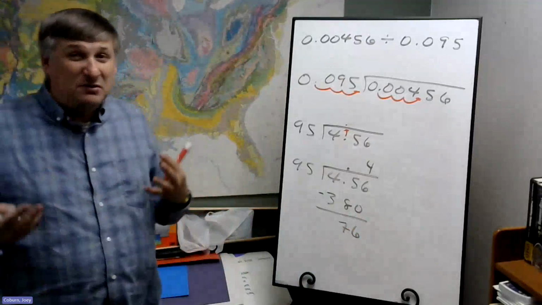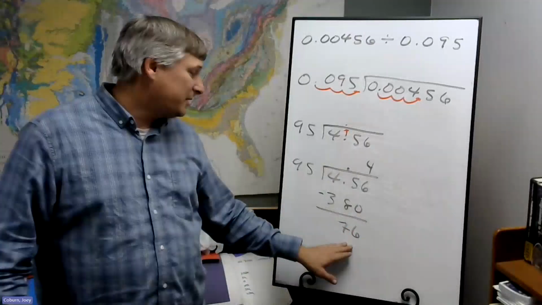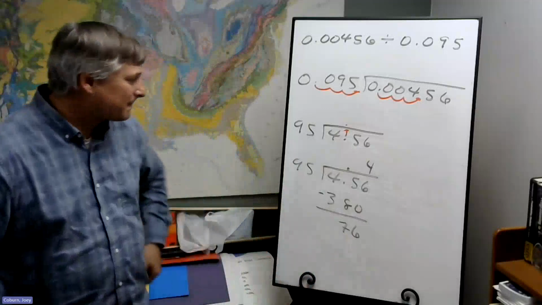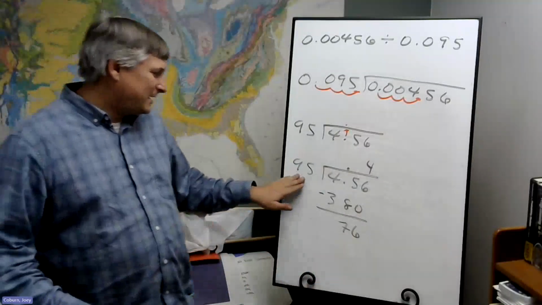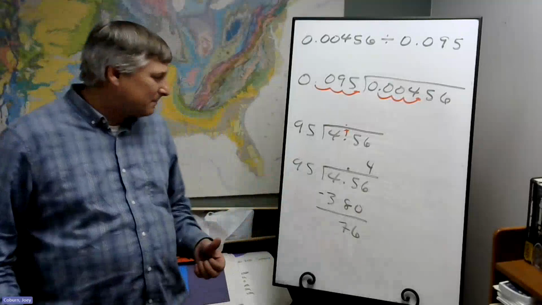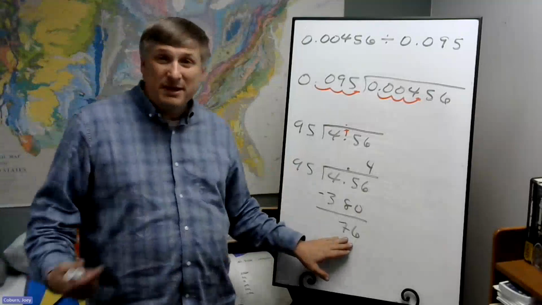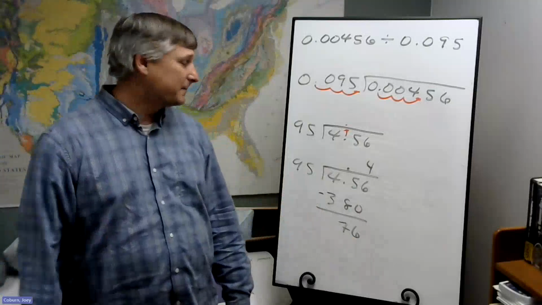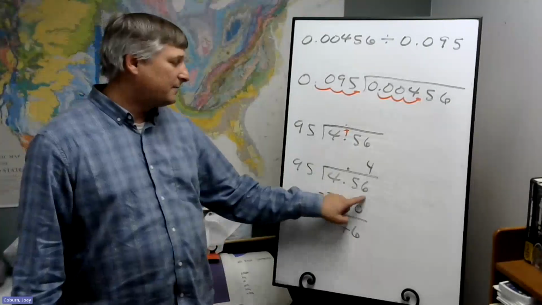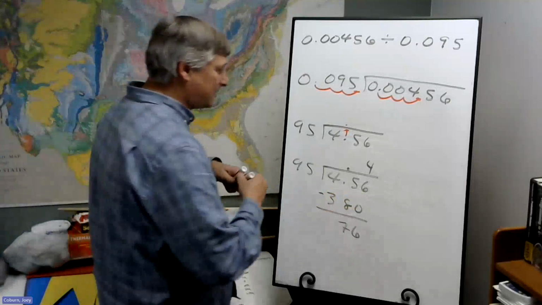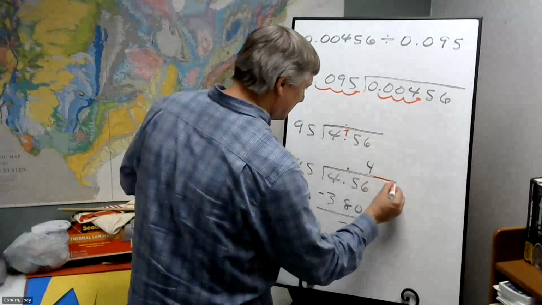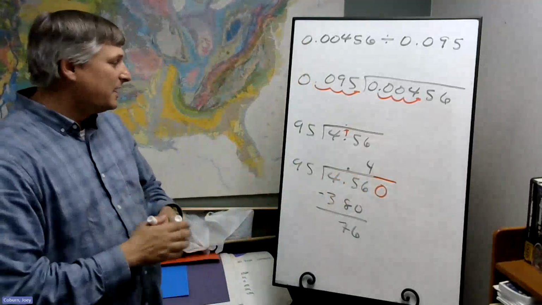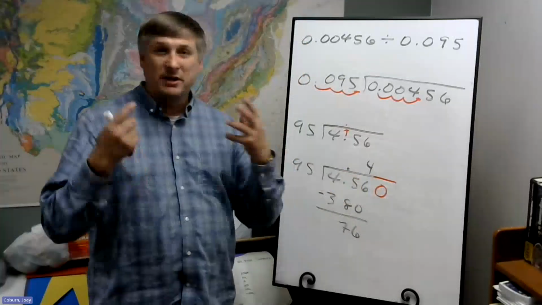Now, this is a bit new here. Usually, in the other examples, we get 0. But we've got something that's not 0. And 95, we could keep dividing, but 95 is too big for 76. It doesn't go in there. So here's the trick. 4.56 is the same as 4.560. This gives us another number we can drop down.